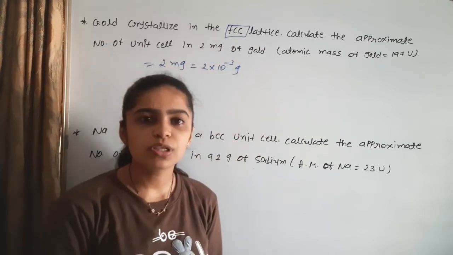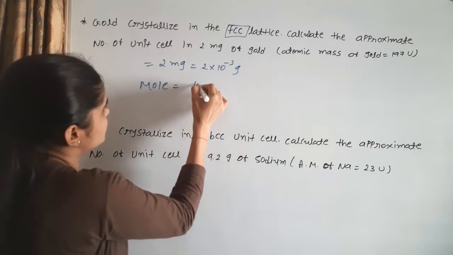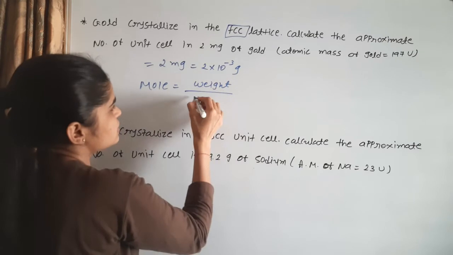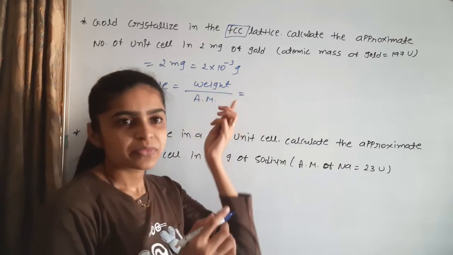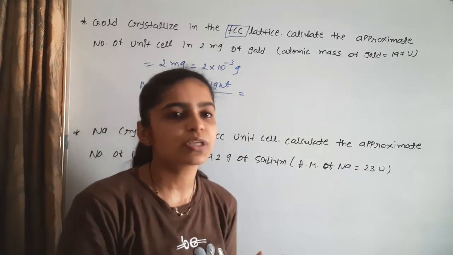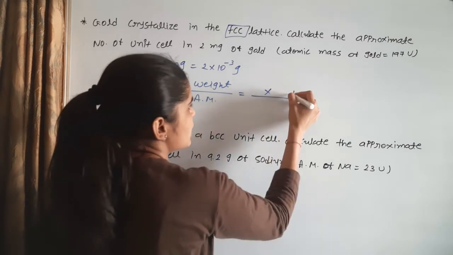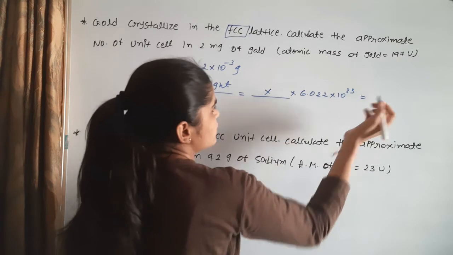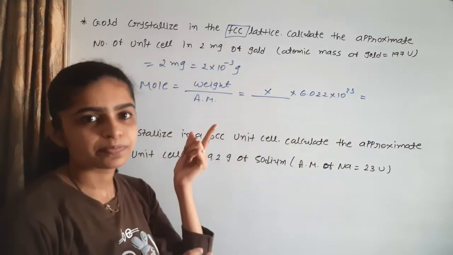Then find out the mole. Mole is equal to given weight by atomic mass. That way we find out the moles. Then to convert moles into the number of atoms, multiply by the Avogadro number. Simplify this to get the answer for X, and multiply by the Avogadro number. This gives the number of atoms in 2 mg of gold.